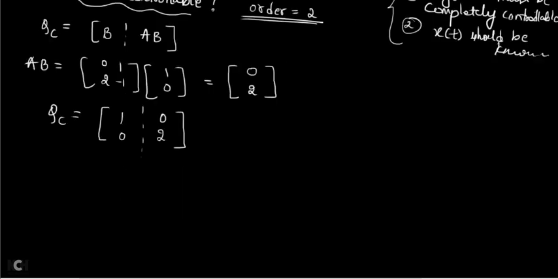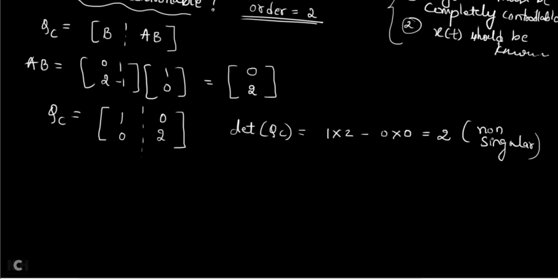Now this determinant of the QC matrix, you should check whether it is 0 or not. How to take the determinant? 1 into 2 minus 0 into 0, and that is going to give you 2. Is it a singular or non-singular matrix? It's a non-singular matrix. When the determinant goes to 0, then it is a singular matrix. So therefore, you can tell the given system is completely controllable. If this is controllable, then only can you design the control system.